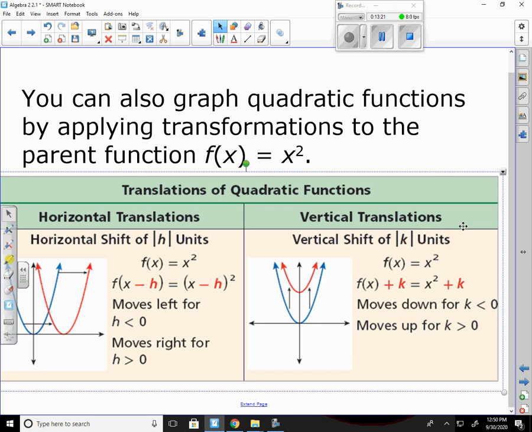Vertical shift of k units, that goes on the end, outside of the parentheses. You'll notice the plus k here is outside of the parentheses, and that's the same as it was for linear. It moves up if it's positive. If it's plus a number, it goes up. If it's minus a number, it goes down. Every single time.